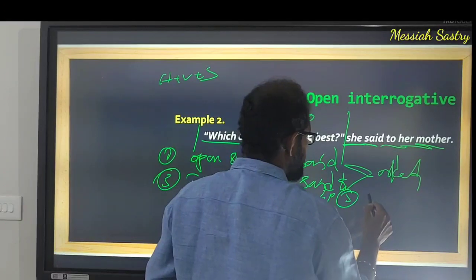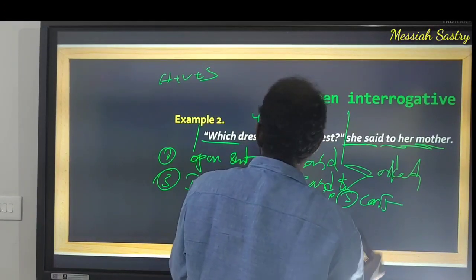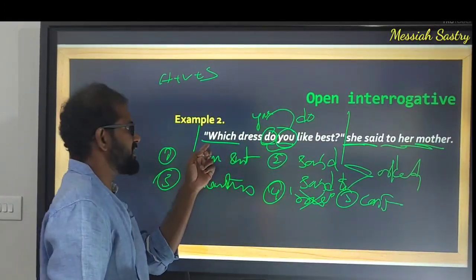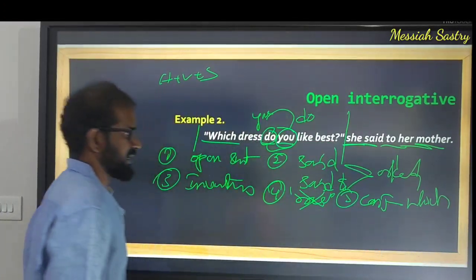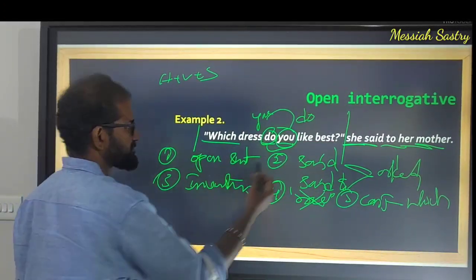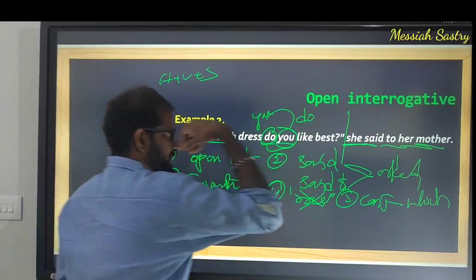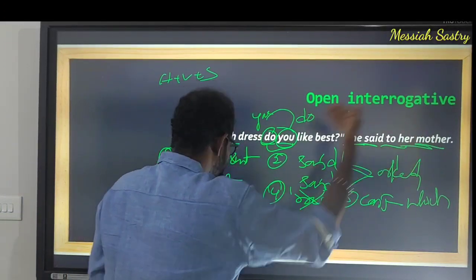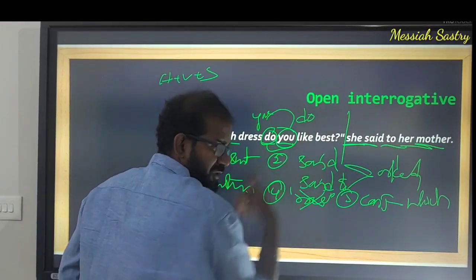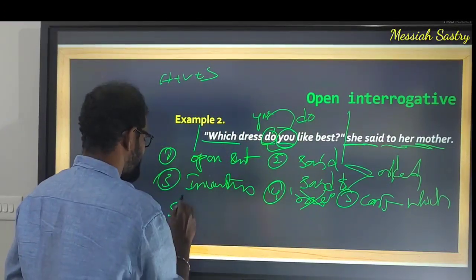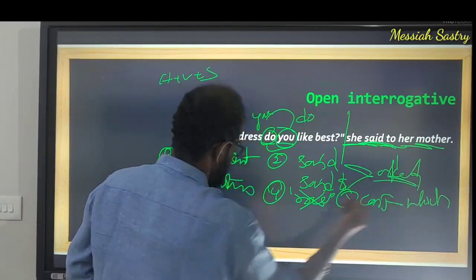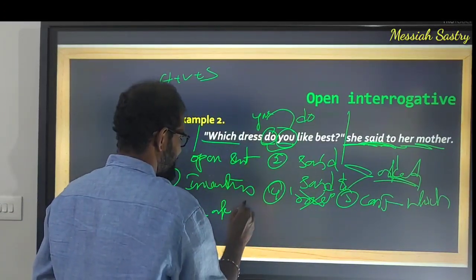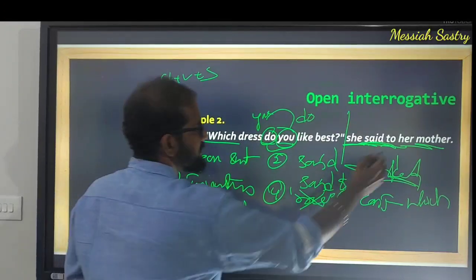Fifth point, conjunction. What is the conjunction? Same question word. What is the question word here? Which. Alright, let us write the answer now. I told you, even though the reporting clause is at the end, indirect speech always begins with the reporting clause. She said to changes to asked. She asked her mother.